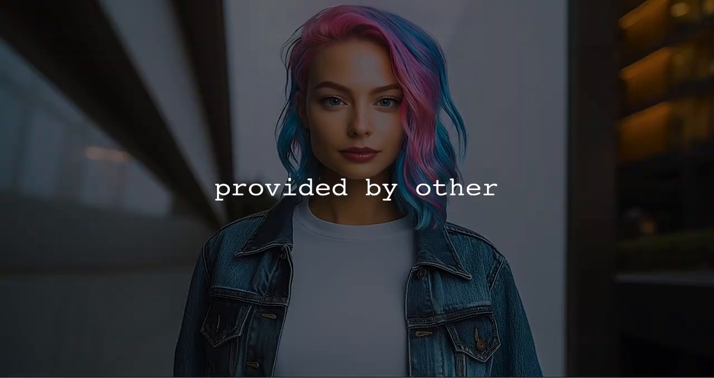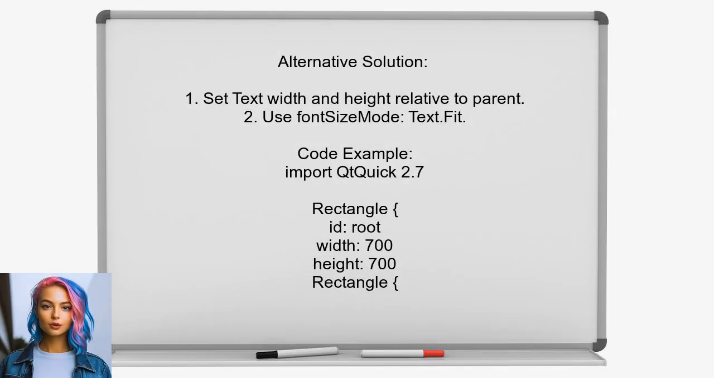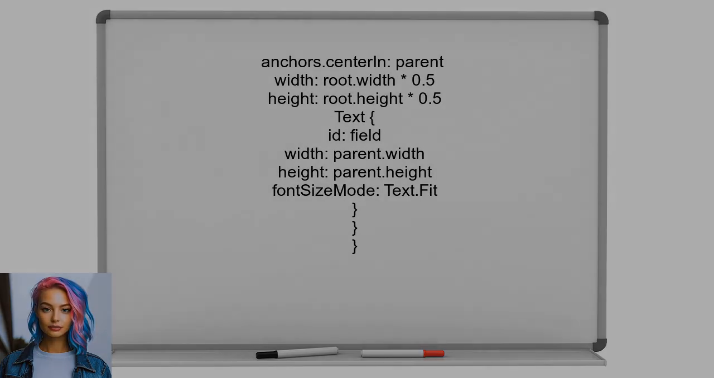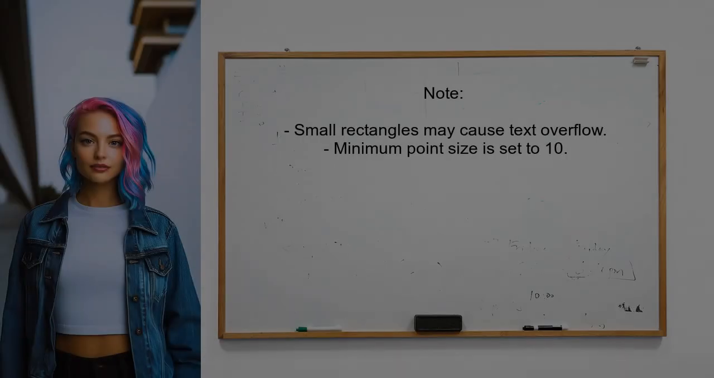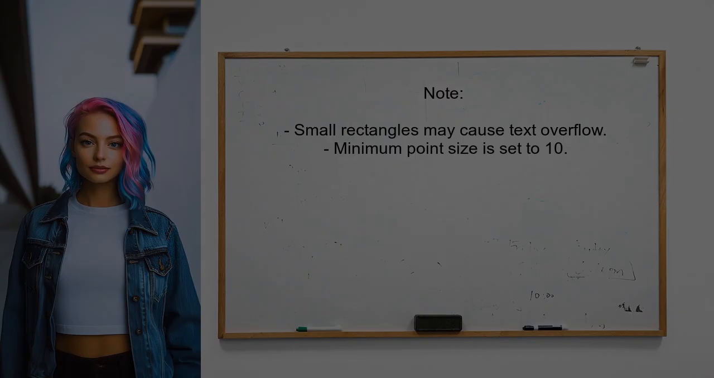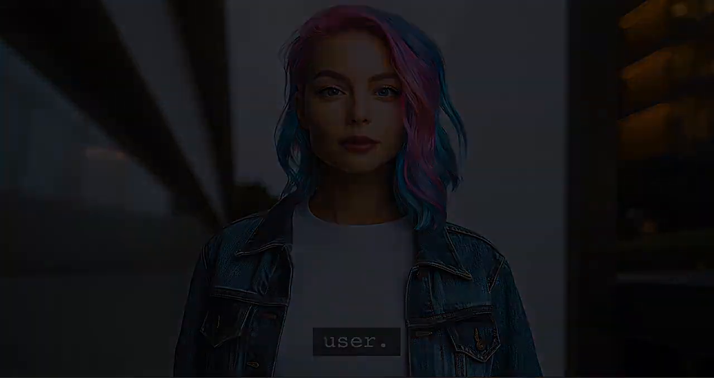Now, let's look at the answers provided by other users. An alternative solution provided by another user suggests setting the width and height of the text item relative to its parent. This ensures the text fits properly within the designated area. They shared a working example using QML. They also noted that if the rectangle is very small, the text might overflow due to the minimum point size set to 10. Let's take a look at an answer from another user.